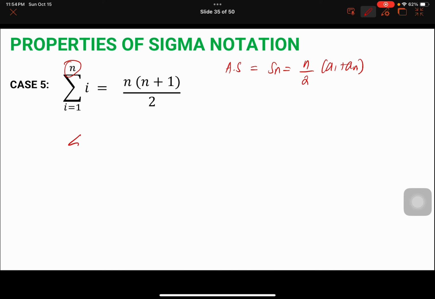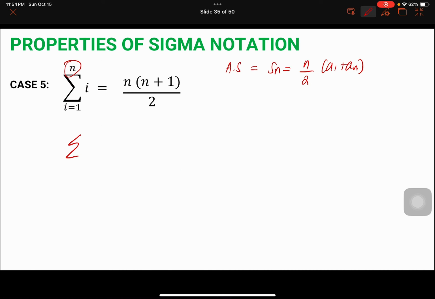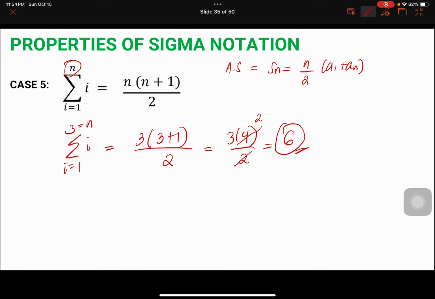So, let's have our example before para ma-solve natin ito. So, we have summation of i from i is equal to 1 up to 3. So, ang n natin, again, is 3. So, we will have 3 times 3 plus 1 over 2, or equal kay 3 times 4 over 2. So, we can lowest term the 4 divided by 2. So, 3 times 2 na lang natira, equal kay 6.